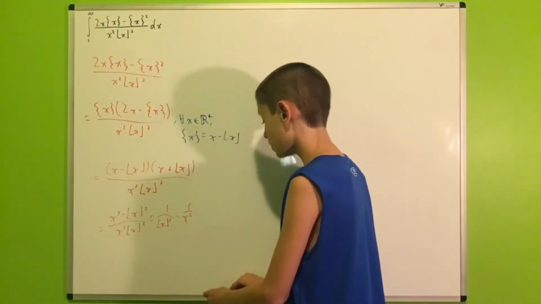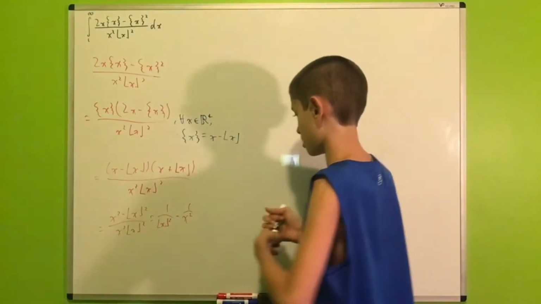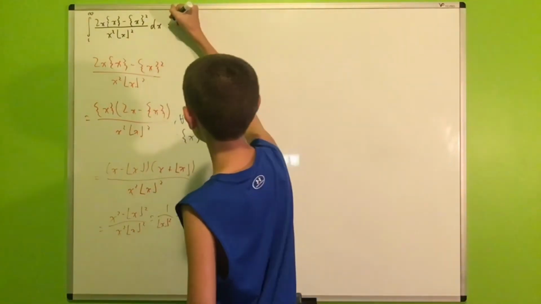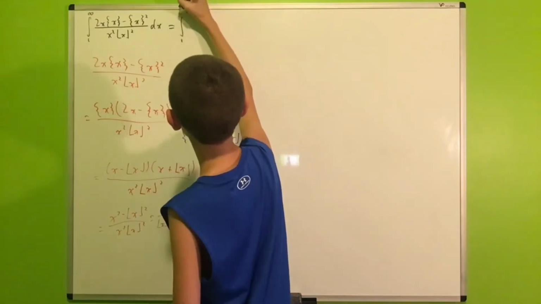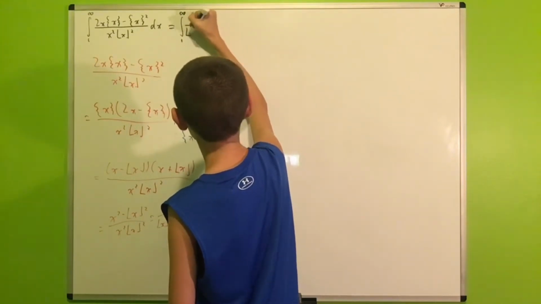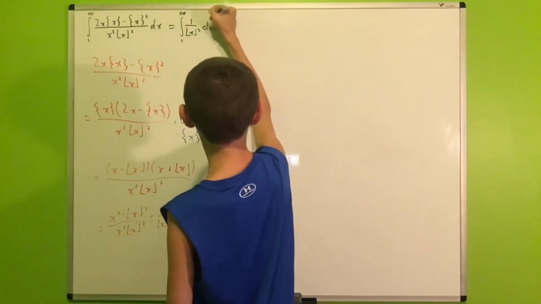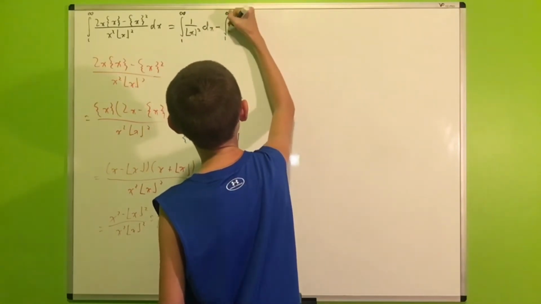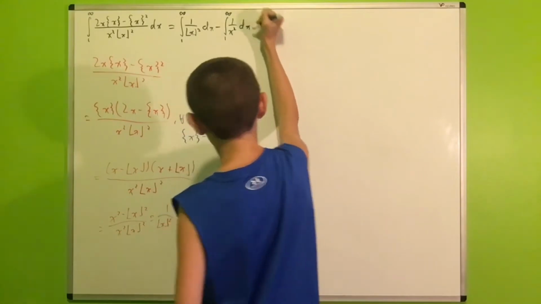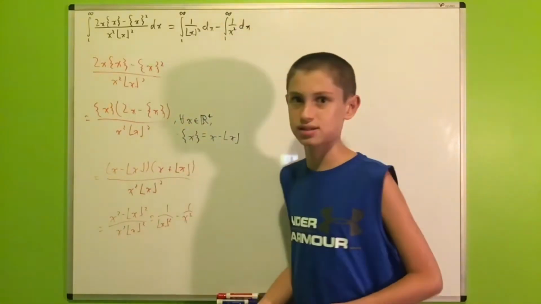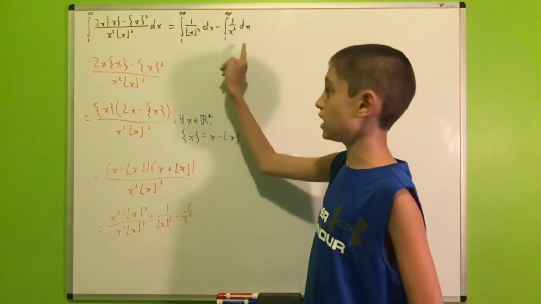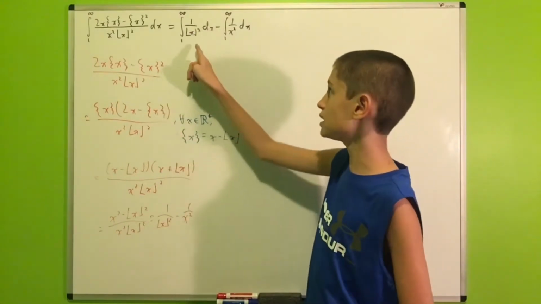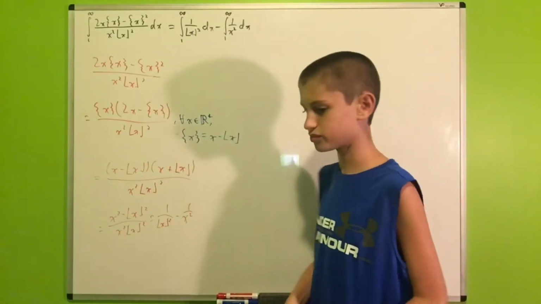And now we can distribute the integral sign to rewrite our integral as the integral from 1 to infinity of 1 over ⌊x⌋² dx minus the integral from 1 to infinity of 1 over x² with respect to x. And now we'll evaluate each of these two integrals separately, starting with our first integral.